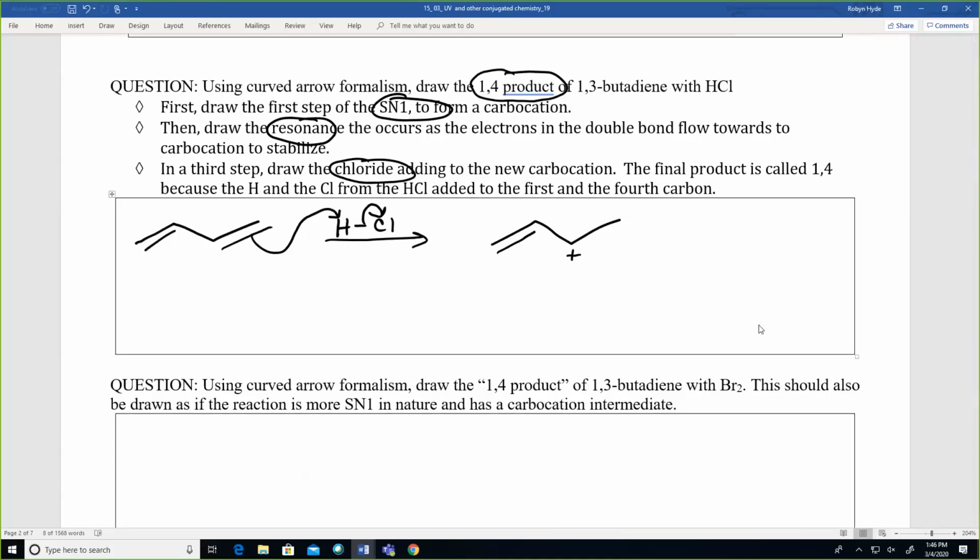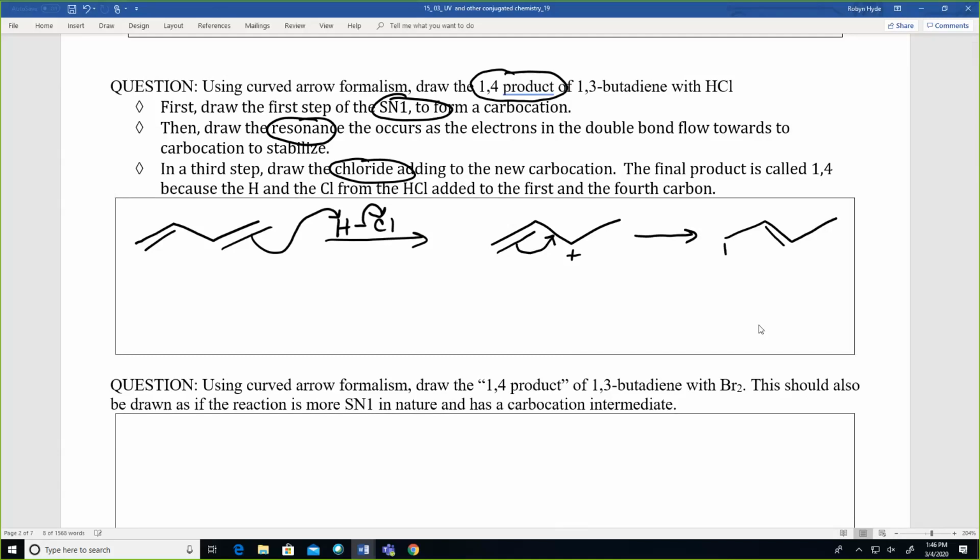So a quick review, how do we draw resonance? So we always move electrons from high density to low density. So we use our pi electrons, we move them to the next bond. What is that going to look like? So now my double bond is here in the middle. I still have carbocation character. Where is it? Yep, it's on the left carbon.